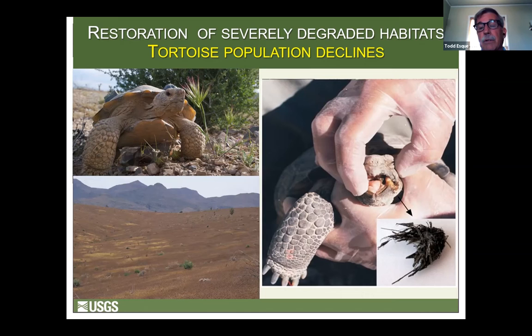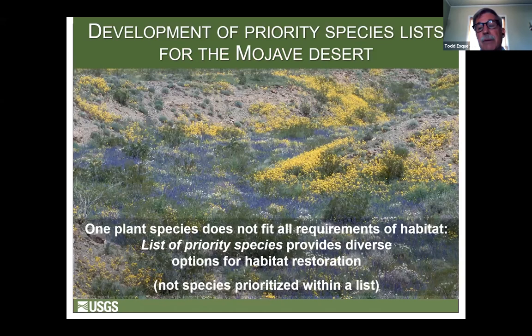So moving on, to emphasize, the priority species list is not prioritizing the species like the top one being the most important species, but rather all of the species on the list are prioritized. And that was an important distinction to make. Essentially all of the flowers in this photograph are in the tortoise diet.